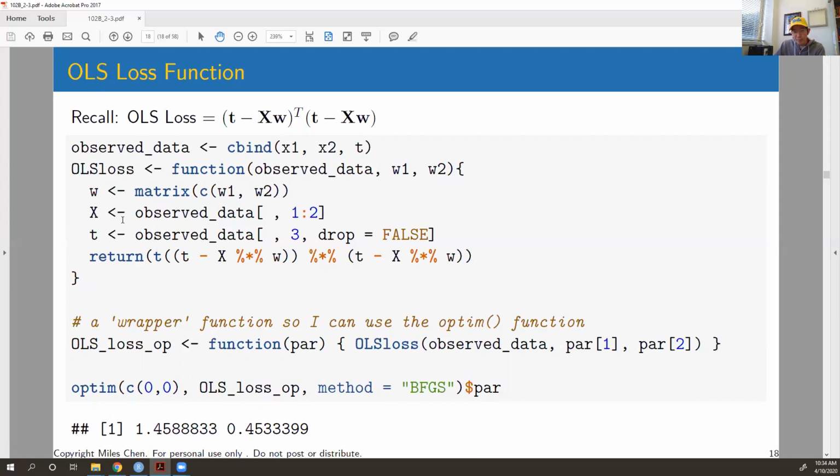And then I want to use this with that function optim. Okay, I want to use it with optim. So I hope you read the notes on how to use optim or recall it from 102A.